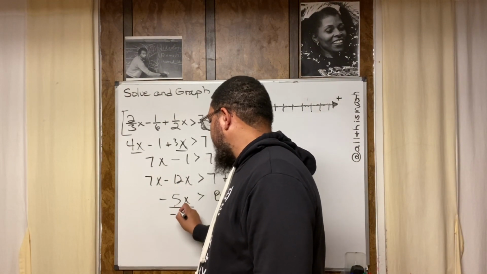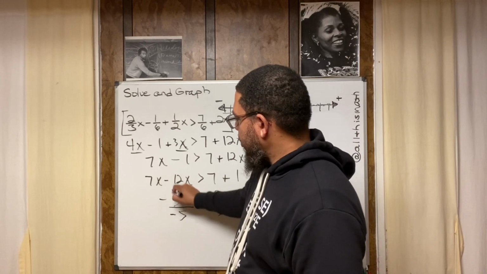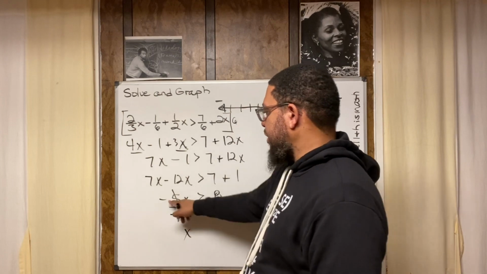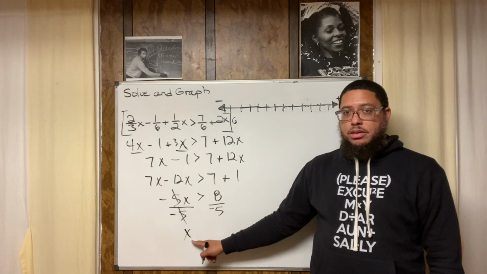So I'm dividing by -5 on the left side. I'm also dividing by -5 on the right side. So the -5s cancel out, right? Leaving you with just x, because -5 divided by -5 is 1. So that leaves me with 1x, right?